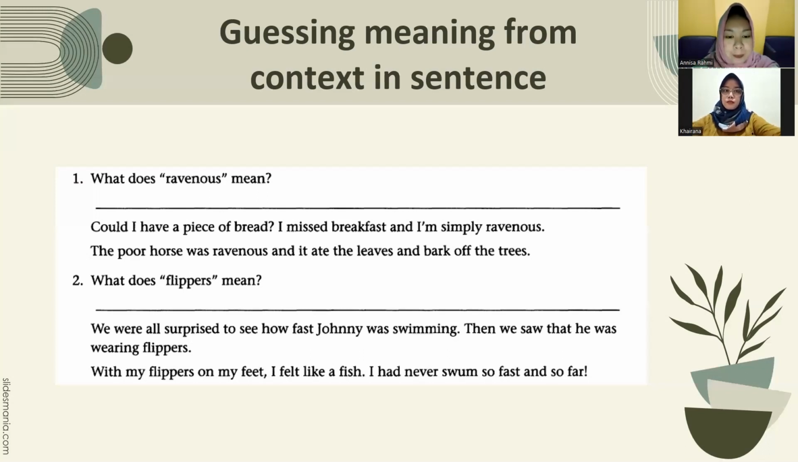Why does it make Johnny swim fast? So we can go to the second clue in the second sentence. With my flippers on my feet, I felt like a fish. I had never swum so fast and so far. So in the second sentence, the speaker said that because he or she was wearing the flippers, he or she felt like a fish, and we know that fish swim using their fins. So from these two sentences, we can guess that flippers could mean fins that help humans in swimming, or a kind of shoe that we use for snorkeling or diving or swimming.